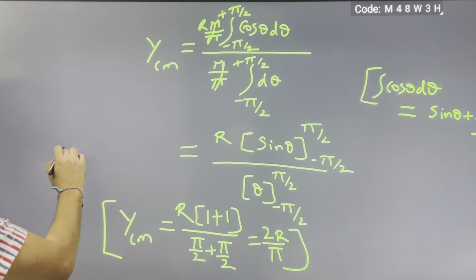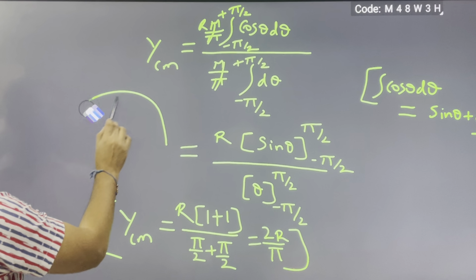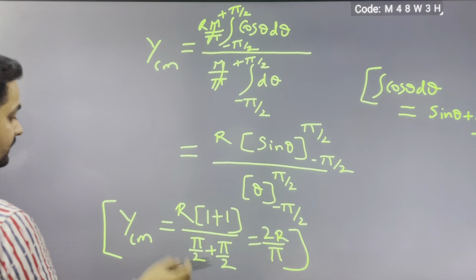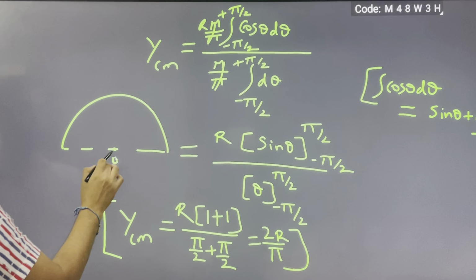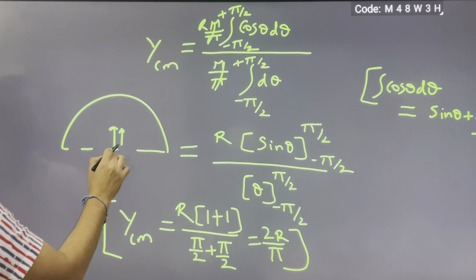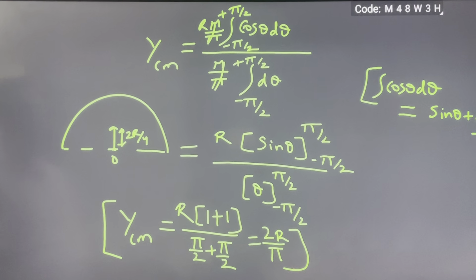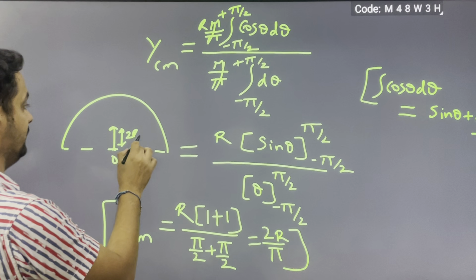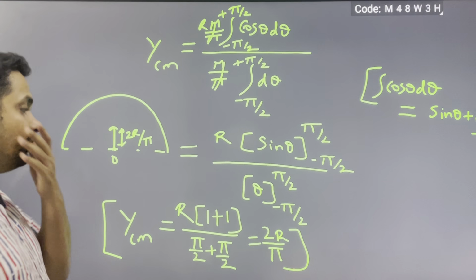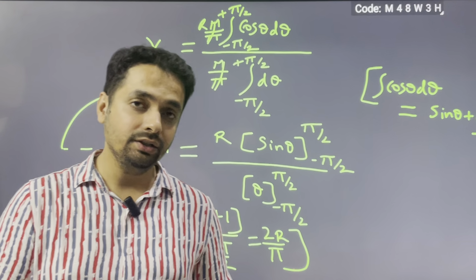So if I consider a half ring here, its center of mass from the origin will be at what distance? 2r by pi. Okay. So the x coordinate will be at 0 only, but the y coordinate is 2r by pi. Correct? In this way we can find the center of mass of different types of continuous bodies.